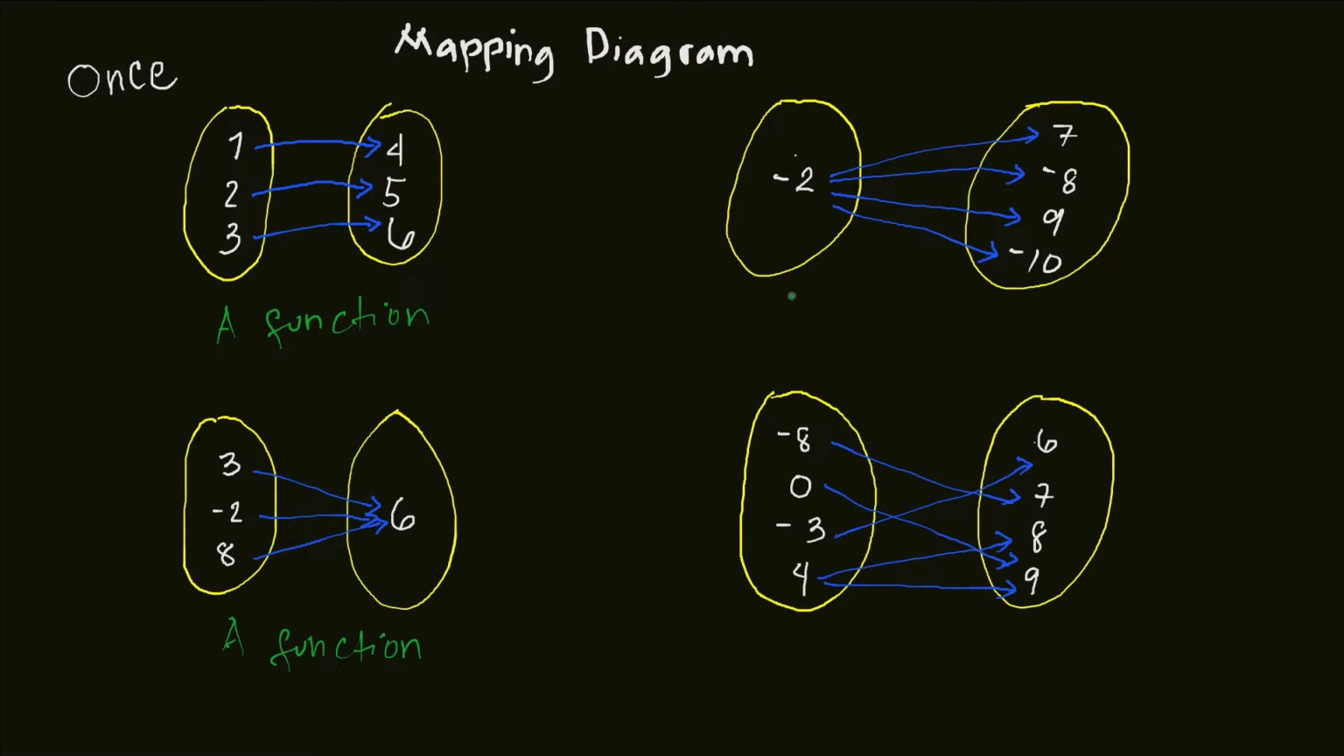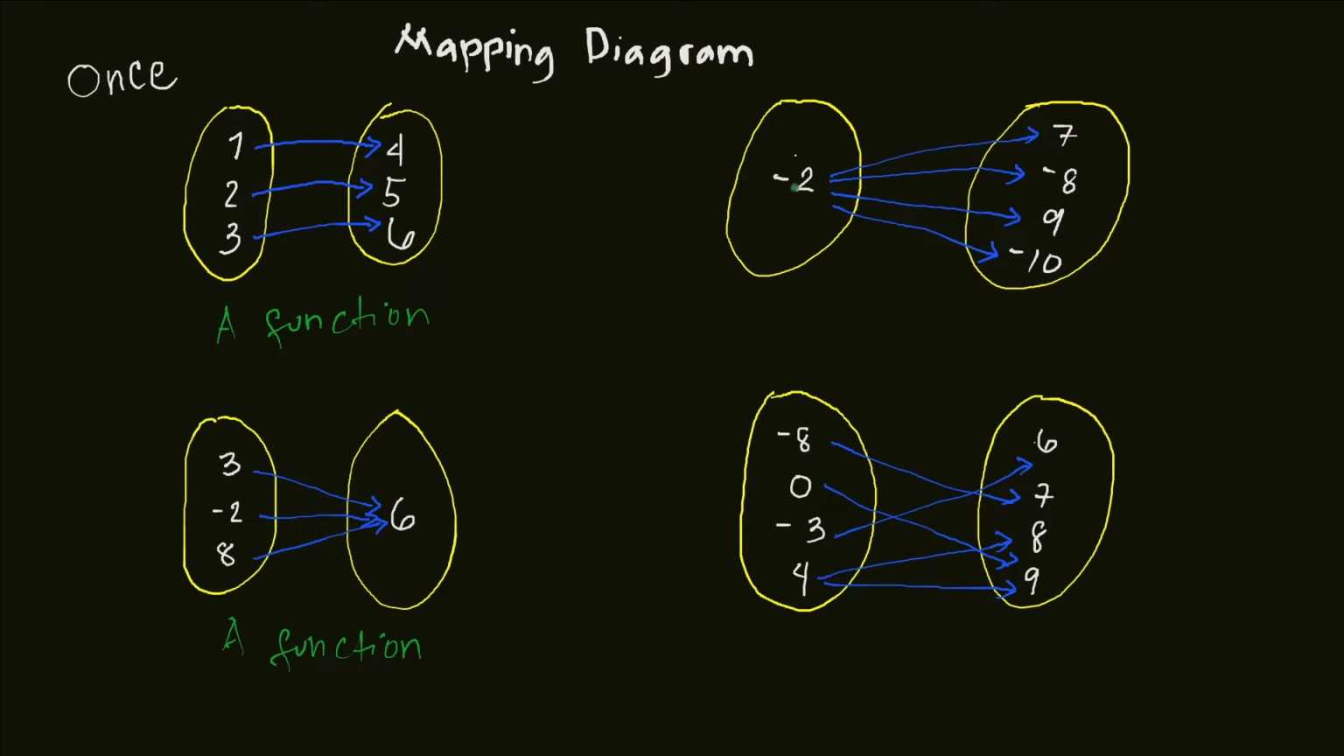Next is this mapping diagram here. This is exactly the opposite situation of the second example. So, in this example, we see that there is only one element in the domain and it is mapped to all of the elements in the range. Now, remember that an element in the domain must be mapped exactly once only.